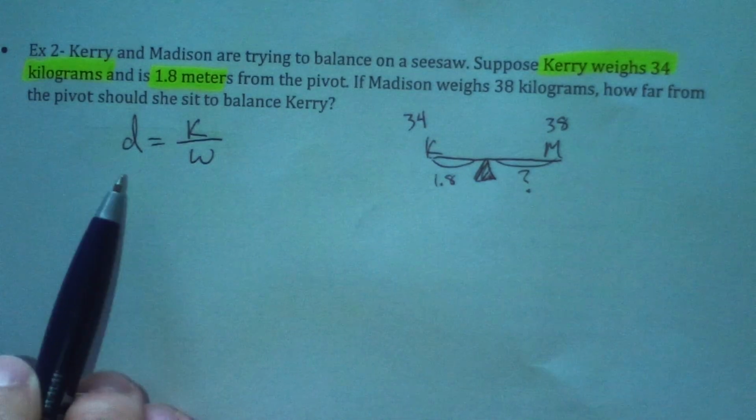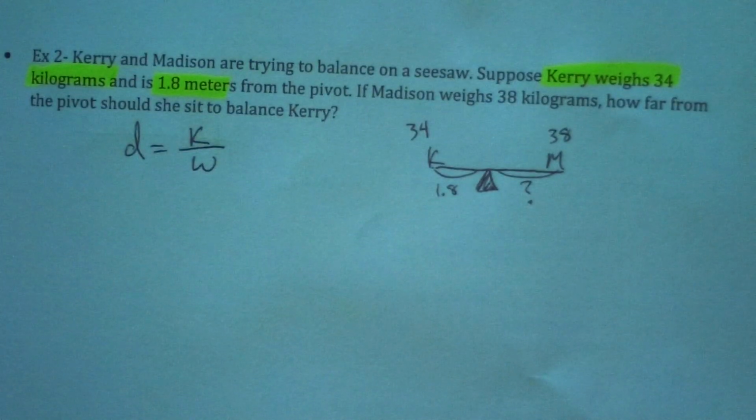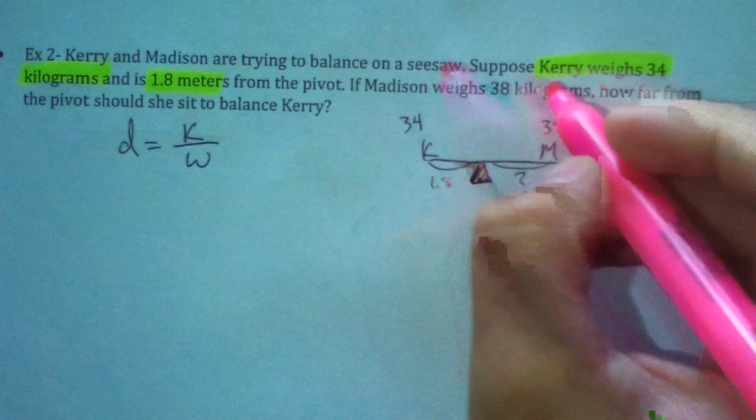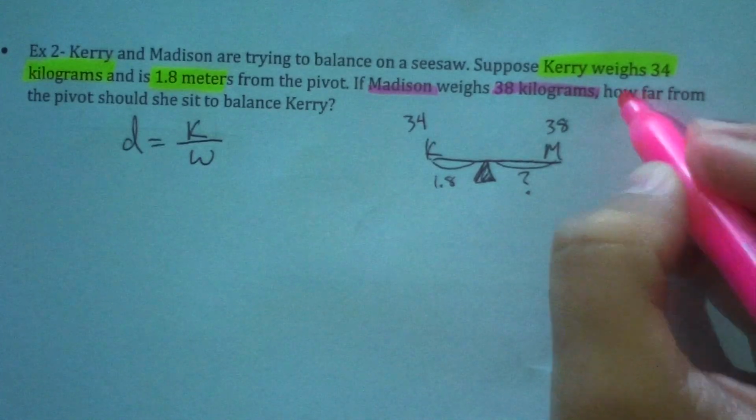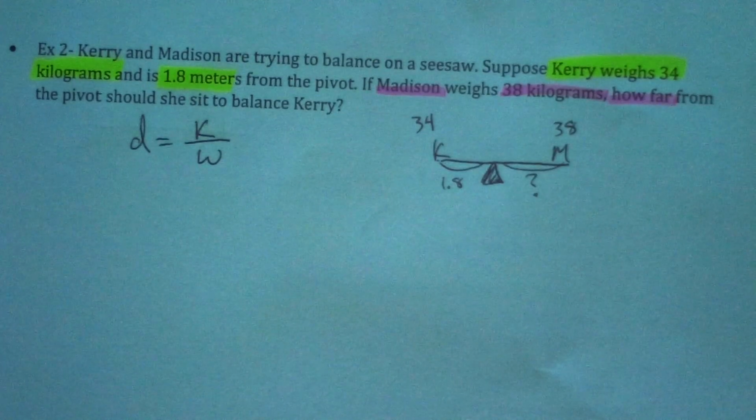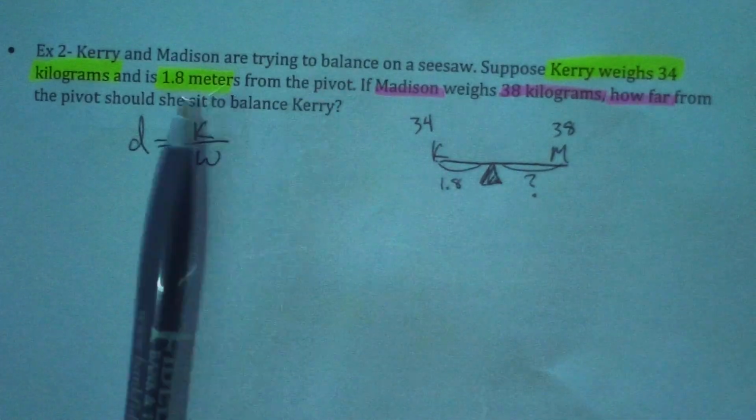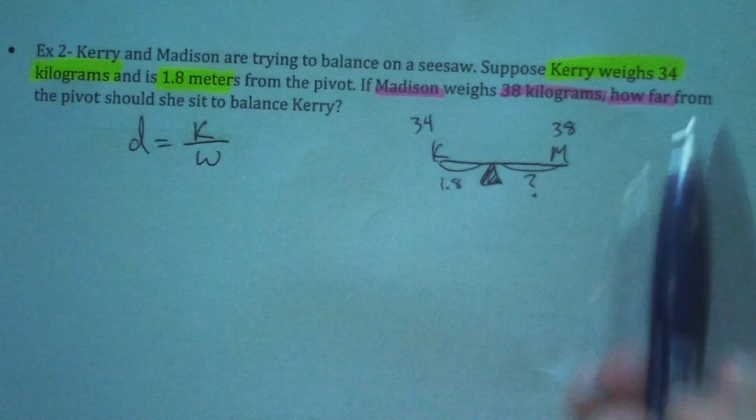Okay, so how would we get rid of divide by 34? Multiply by 34. And those are gone, so we'll have K is equal to, and then I just do 1.8 times 34, and I get 61.2.